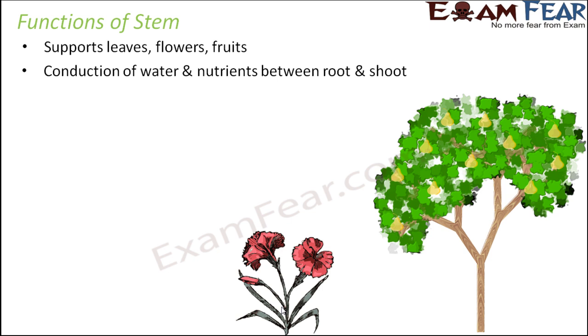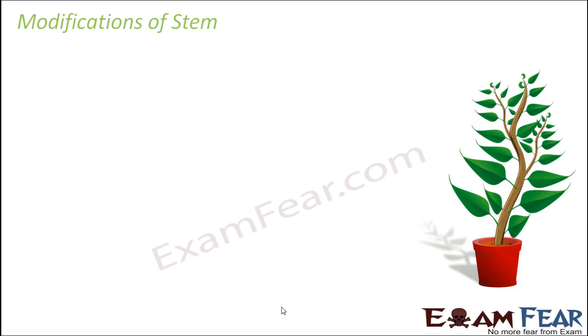But now that has to reach the different parts of the plant. When I say different parts of the plant, I mean the fruits, the flowers, everything should get those water and nutrients. So how will they get conducted? So in that conduction, stem plays a very important role. Stem helps in conducting water and nutrients from root to different parts of the plant.